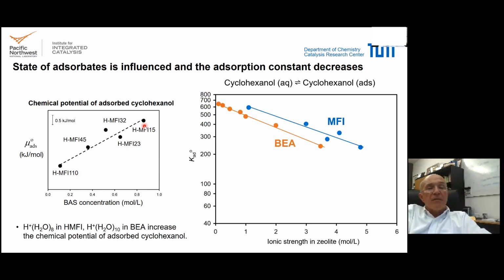The consequence is that the adsorption equilibrium constant changes as a function of the hydronium ion concentration, here plotted as the ionic strength in the zeolite, giving the density of hydronium ions in the volumes of the pores that we have. And we see that MFI and beta almost go down in parallel, but they have an offset because of the differences in bonding. And if we would look at the adsorption on a faujasite with a larger pore, it would be down there approximately at where I'm pointing with the laser pointer on the slide.